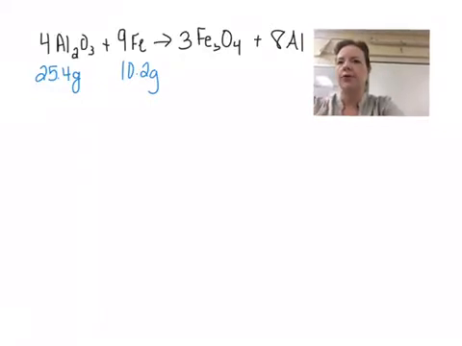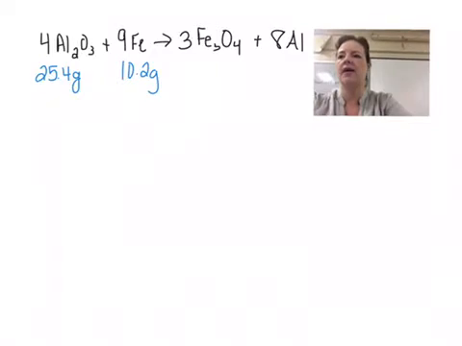In this video, I'm going to go over the limiting reactant worksheet B. You can see I've got the equation written up at the top. It is already balanced, and then I have the amount of each of the reactants that we are given. So we're given 25.4 grams of aluminum oxide and 10.2 grams of iron. And the first part of the question asks us to determine the limiting reactant.